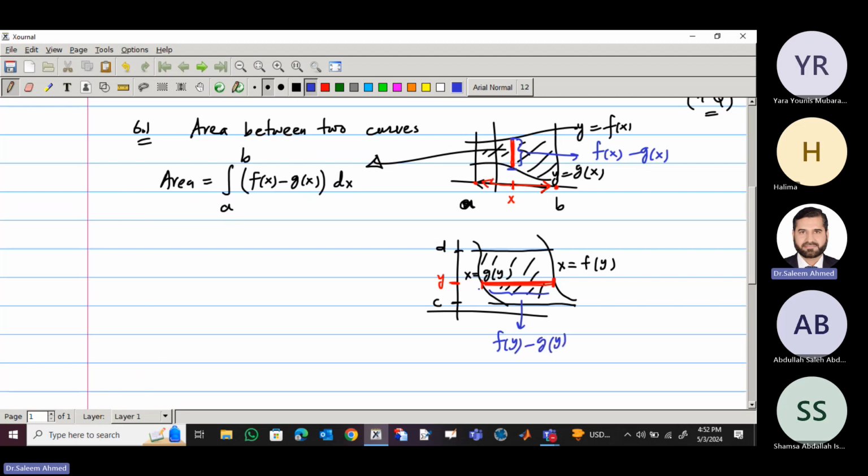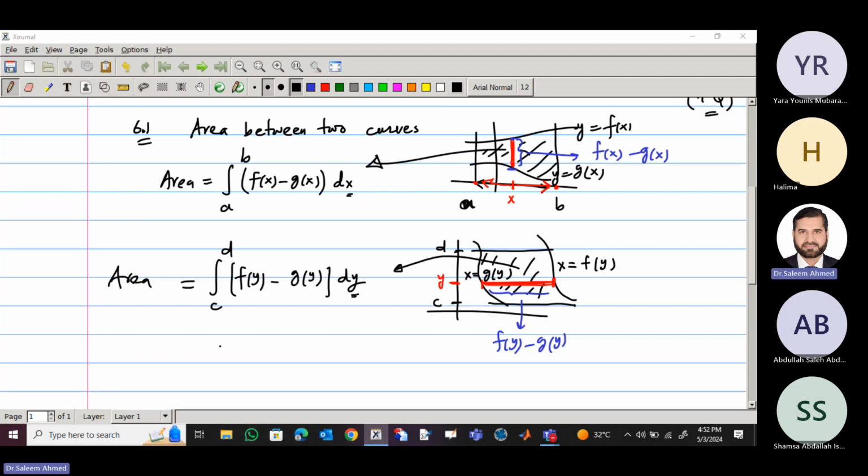So I will integrate now this fy minus gy with respect to y now, and the limits of y goes from c to d. So area can be in x direction or it can be in y direction. So both are given there.